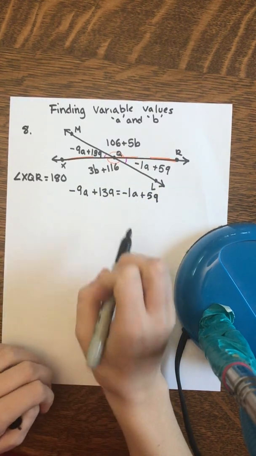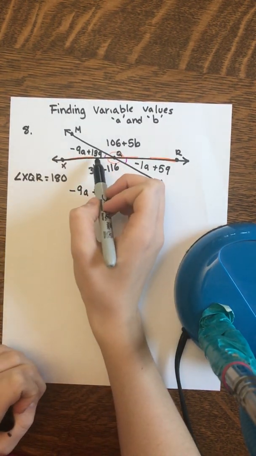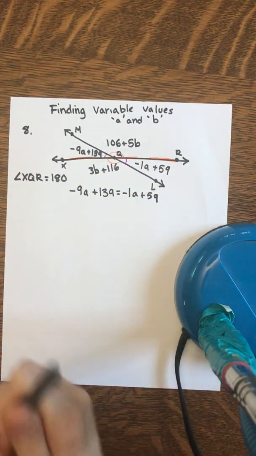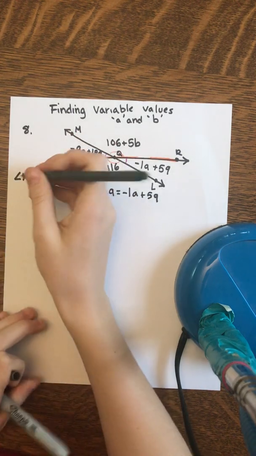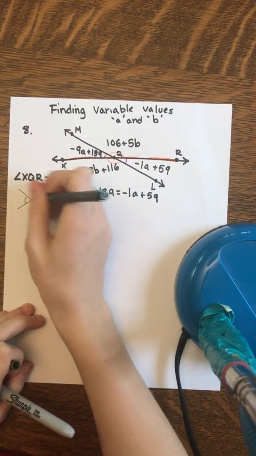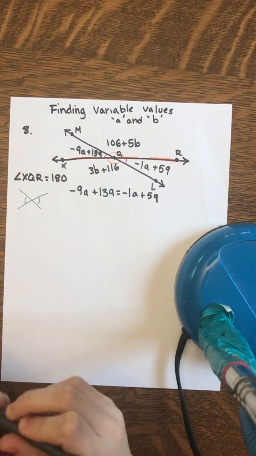Again, I know that I can set these equal to each other because I know that vertical angles are congruent. And a vertical angle is always made and will always look like a big X. So angles opposite each other from the big X are congruent.